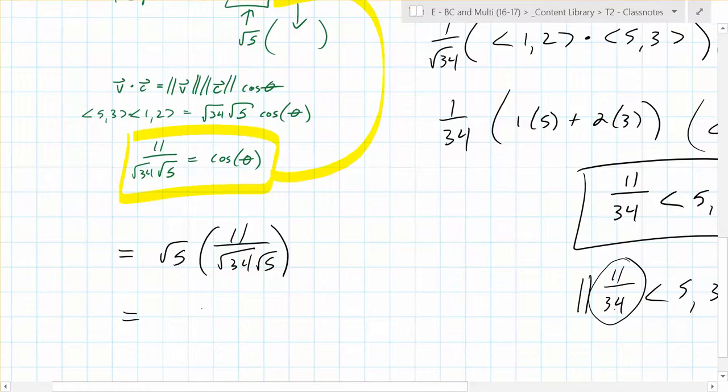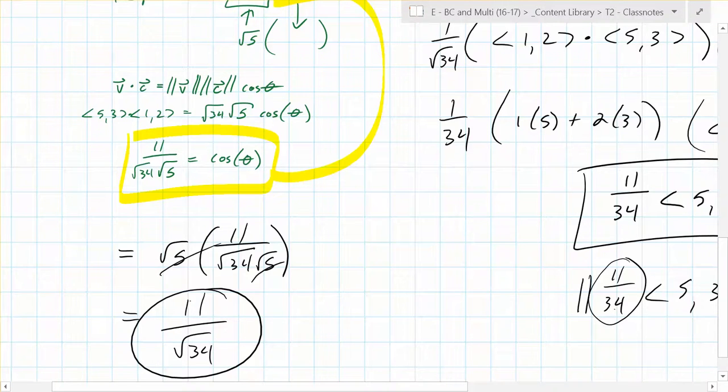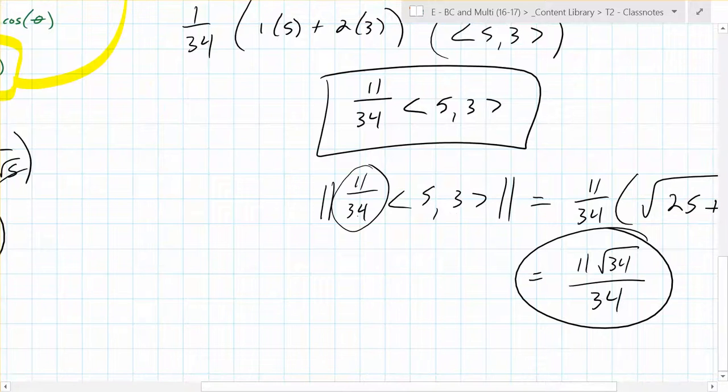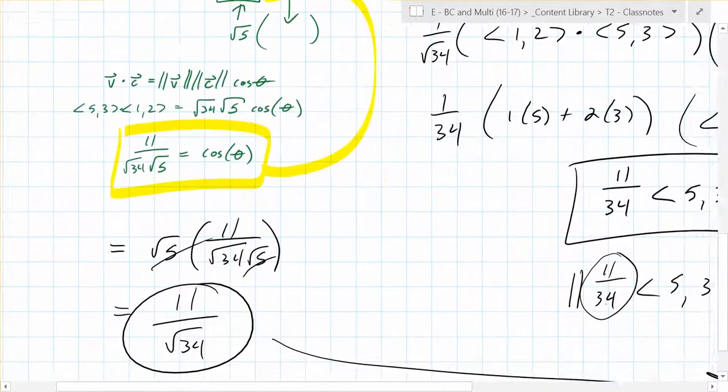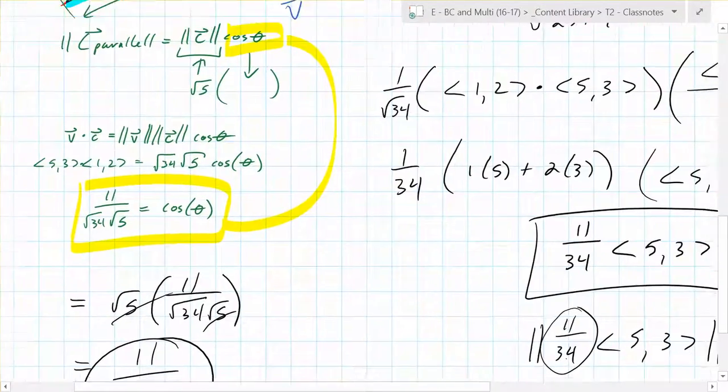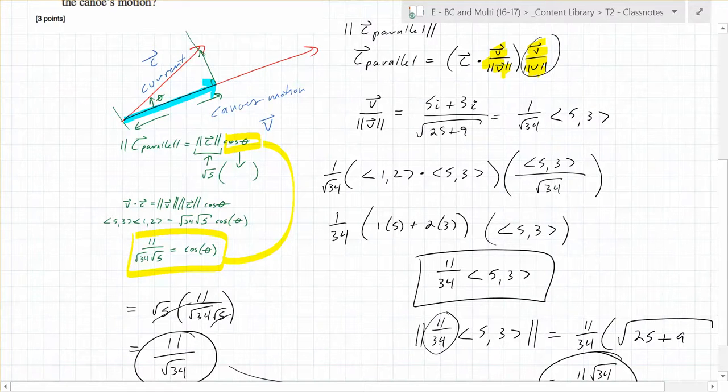So what do you get? That cancels. You get 11 over what? Root 34. And guess what? Is that the exact same thing as what we got? That is the same thing. So are there two ways to do this? Absolutely. You could find C parallel and take the magnitude, or you could use the definition of dot product. Now, honestly, I would say the second method is probably easier, but it's debatable.